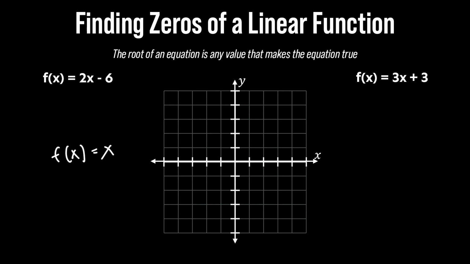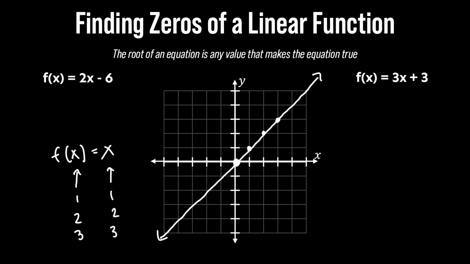Let's graph this. Well, f of 1 would be equal to 1. f of 2 would be equal to 2, f of 3 equal to 3, and so on. So if we were to graph this, we'd have (1, 1), (2, 2), (3, 3). And if we derive a line from this, it'd look something like this.